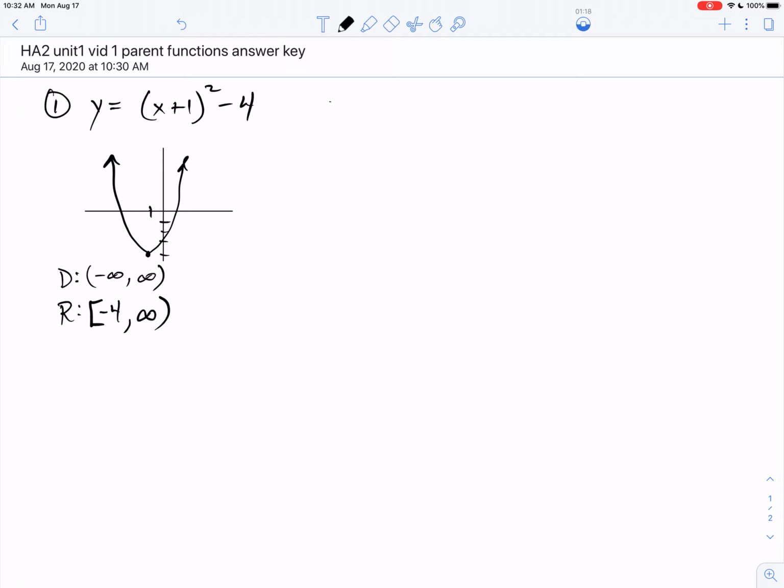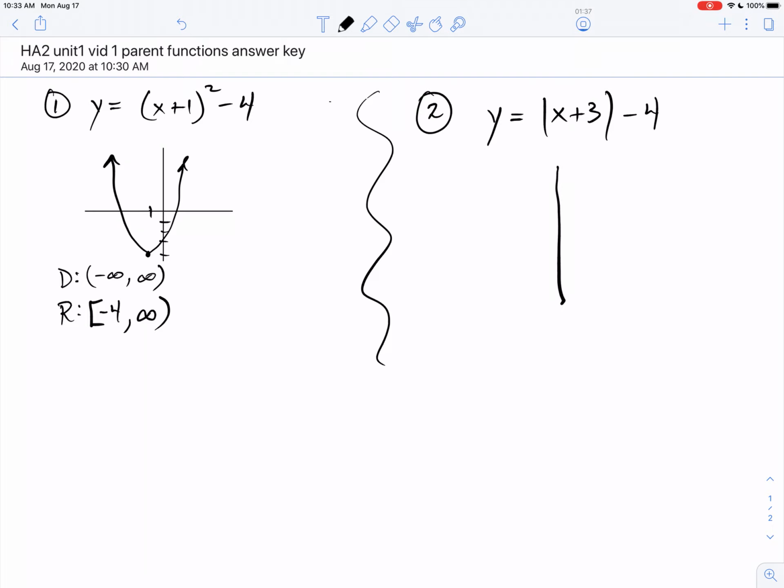So I'm just going to go through these one at a time so you can check your work. Here we go. Number 2. And if you felt a little uncomfortable about it, hopefully by watching me go through all these, you won't feel so bad or apprehensive or whatever. Okay, so here we go.